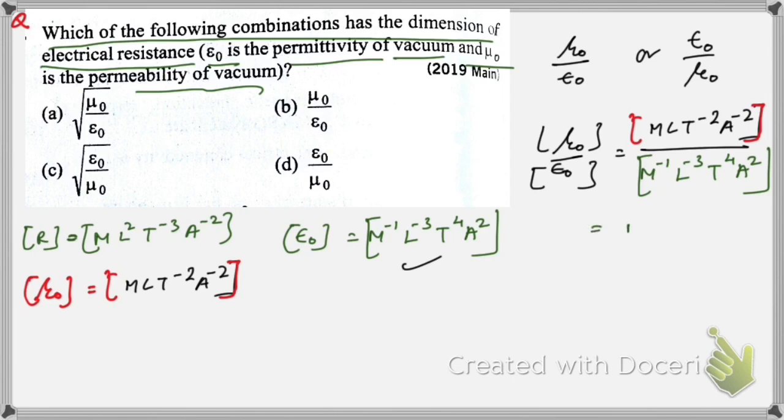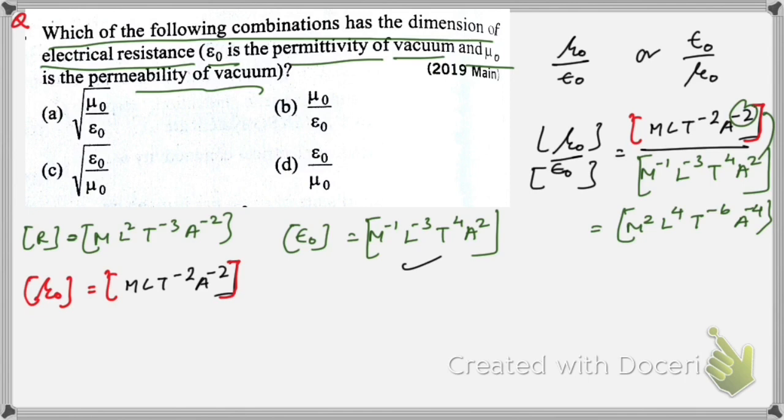You will get M square, just wait, then T to the power minus 4. This is T to the power 1, this is minus 3, so 1 plus 3, that's going to be plus 4. Sorry, not T, L to the power plus 4, then T to the power minus 2 minus 4, that's going to be minus 6, and A to the power minus 2, then this 2 here, minus 2 minus 4, right? So this is what we have got.